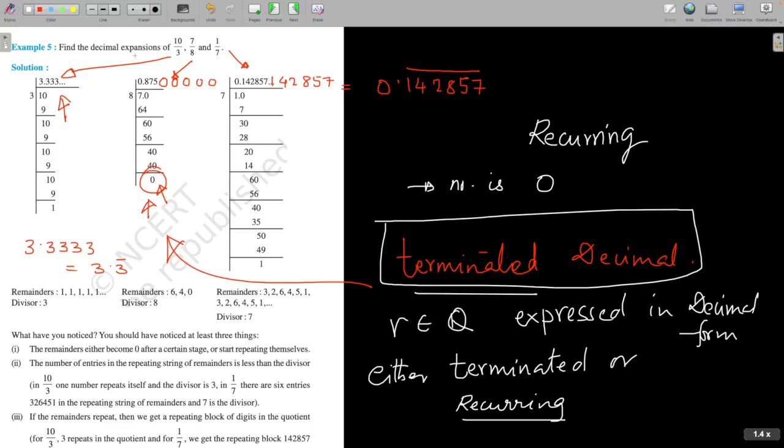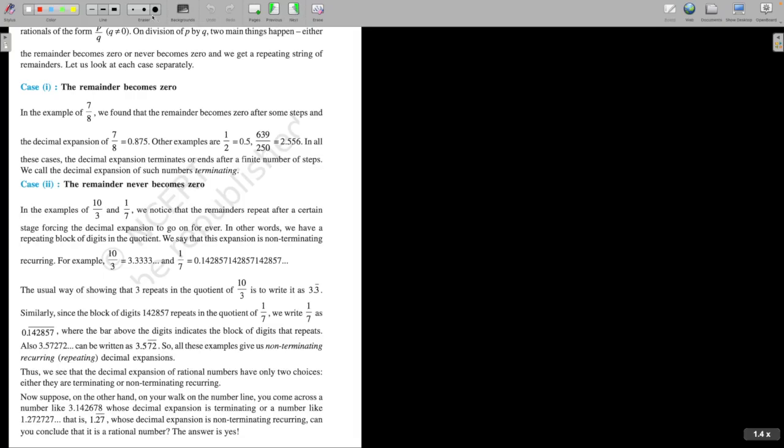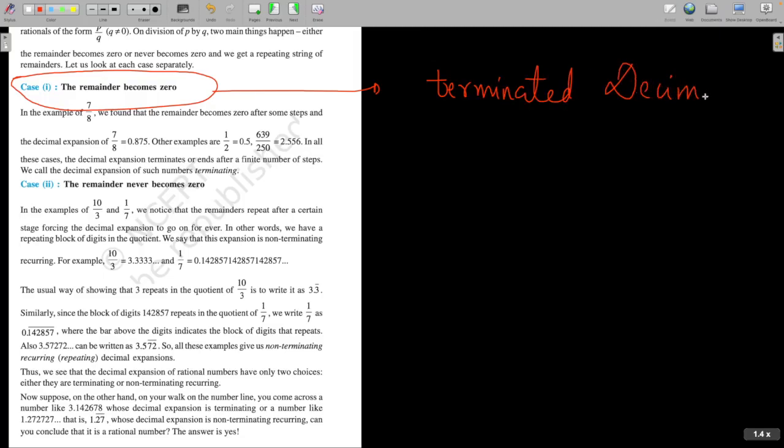So, our final conclusion, maybe it's worth writing down on the next page, is that either when you actually divide, the remainder becomes 0, and then you have a terminated decimal, or the remainder never becomes 0, but there is a recurring decimal.